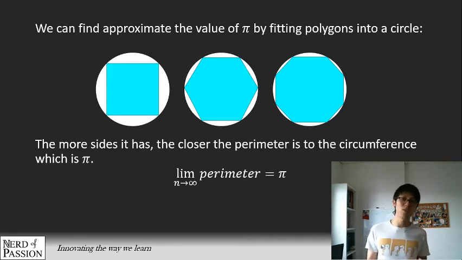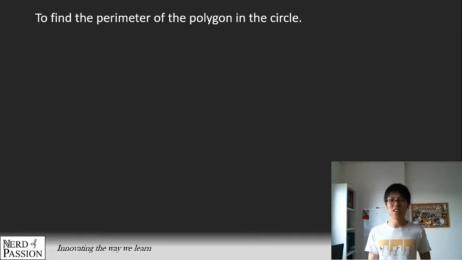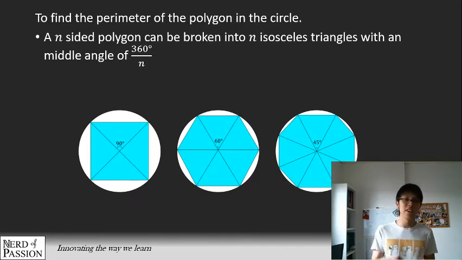The next question is: how can we actually find out what the perimeter is? Fortunately, it can be done very easily. To find the perimeter of the polygon inside a circle, we first take note of this. An n-sided polygon within a circle can be divided into n isosceles triangles with a middle angle given by 360 degrees divided by n. Here are the first few values. A square can be broken into 4 isosceles triangles, and the middle angle is 90 degrees.